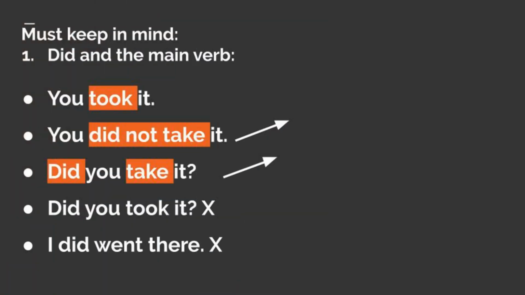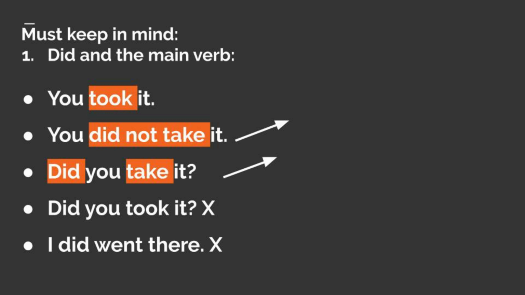So the first point to keep in mind: did and the main verb. Let's look at the sentences. You took it. That's right. You took it. Then you did not take it. You did not take it. Negative one. The first one positive, next one negative. And then look at the question. Did you take it? Now look at this.